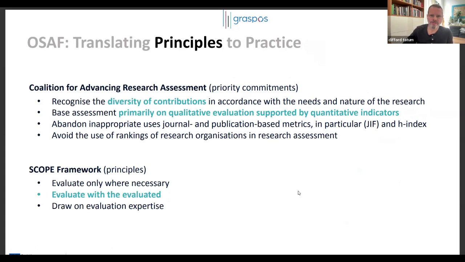And first is the diversity of contributions. So including a vast range of contributions beyond material outputs is quite a challenge. And we're trying to take that challenge in this framework, address it. And also this is the idea of primarily qualitative evaluation, but supported by quantitative indicators. And these two things are related. So we think we can make some headway on these.